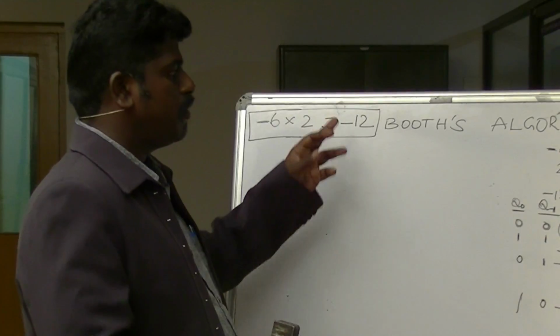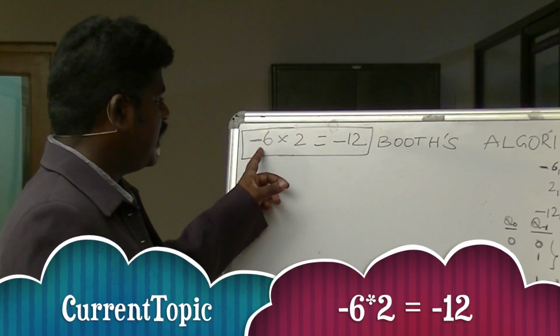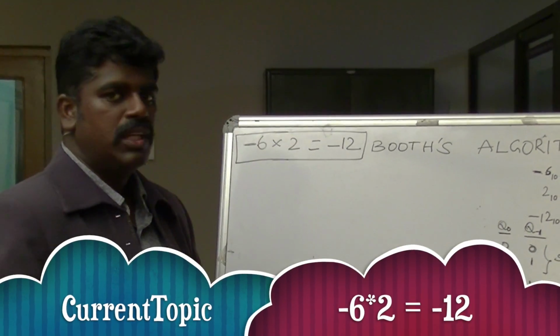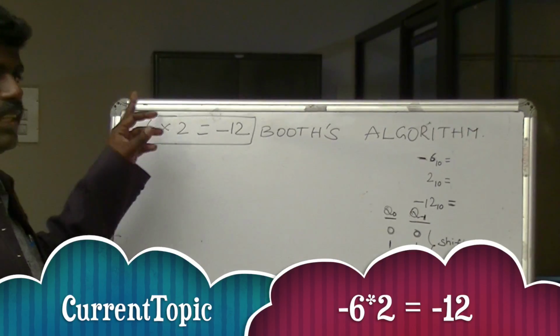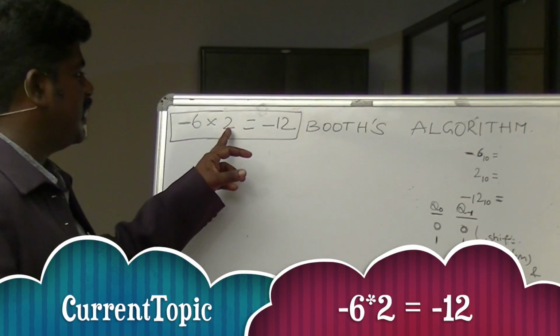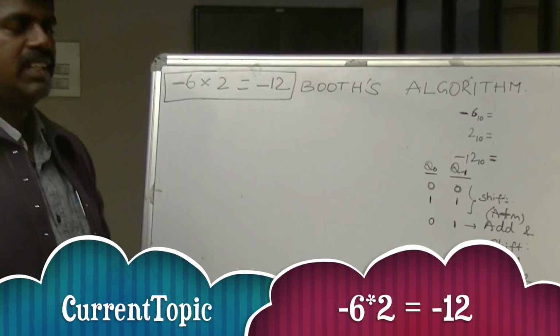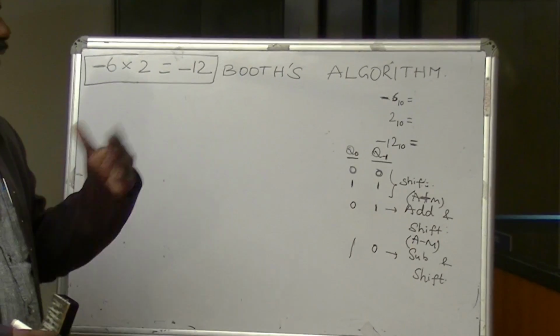Now we are going for the third case, that is minus 6 into 2. So the multiplicand is minus 6 and the multiplier is 2. So that is the result, that is minus 12. How do we have to do it?